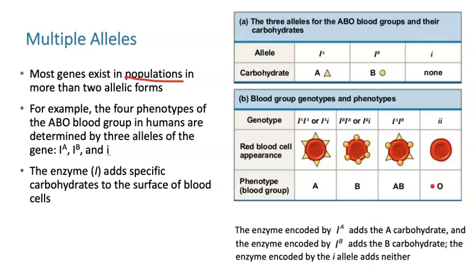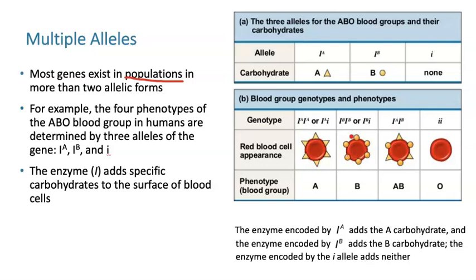How does this work? Again, you're putting these carbohydrates on the outside of the blood, and so this is what the blood kind of looks like. If you're type A, your I^A allele is going to put that little triangle-shaped little cartoon carbohydrate on the outside of that cell.